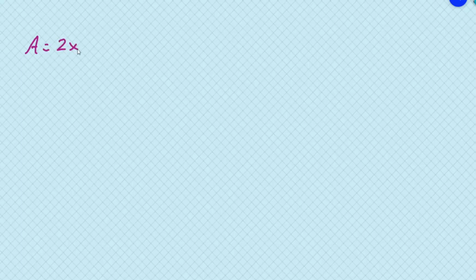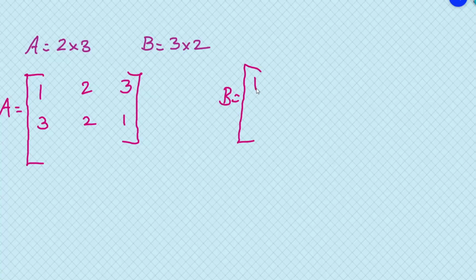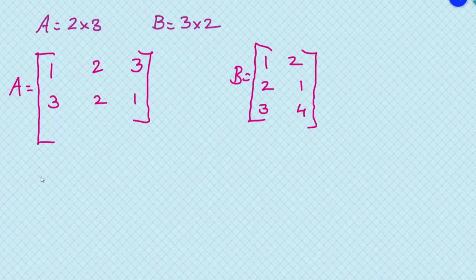So let us take an example where A is of order 2 cross 3 and the order of B is 3 cross 2. So let us assume a 2 cross 3 matrix: 1, 2, 3 and 3, 2, 1 are the entries of matrix A. As you can see, it has 2 rows and 3 columns. And the elements of B will be 1, 2, 2, 1 and 3, 4. As you can see, it has 3 rows and 2 columns.